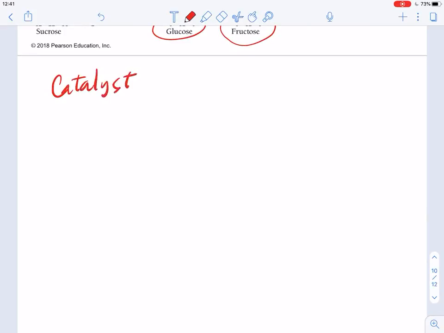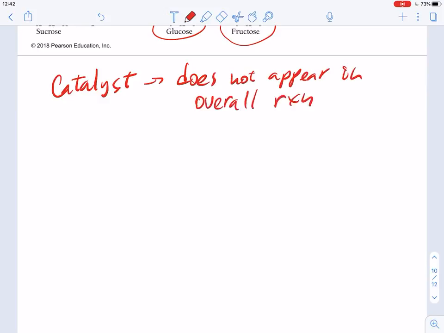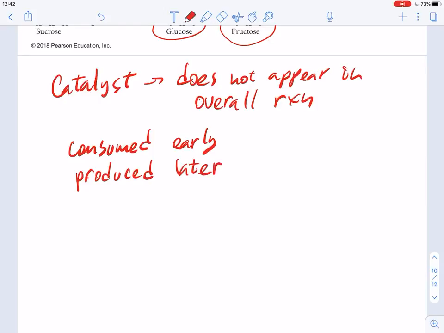A catalyst does not appear in the overall reaction. They are consumed early and produced later in the mechanism.